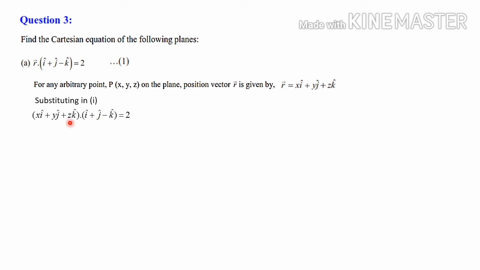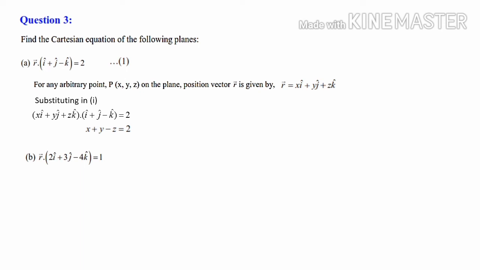We know how to take the dot product of two vectors. Just multiply the components, that is enough. So i and i components, if you take x and here 1, x into 1 is x itself, then here y and 1, so y into 1 is y, and z and minus 1, that is minus z. So the answer will be x plus y minus z is equal to 2. So this is the Cartesian equation of the first question.